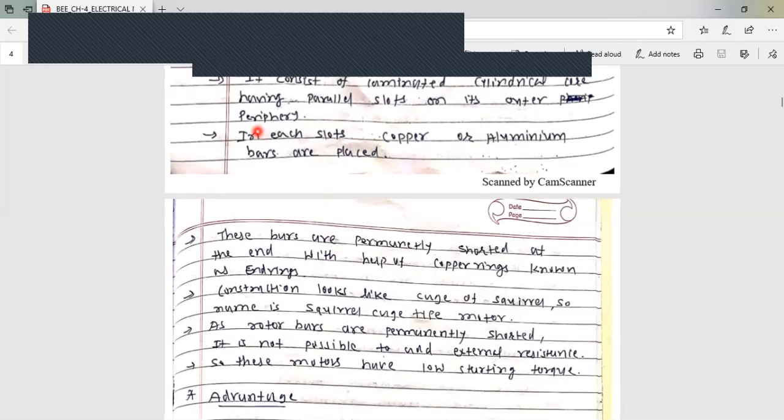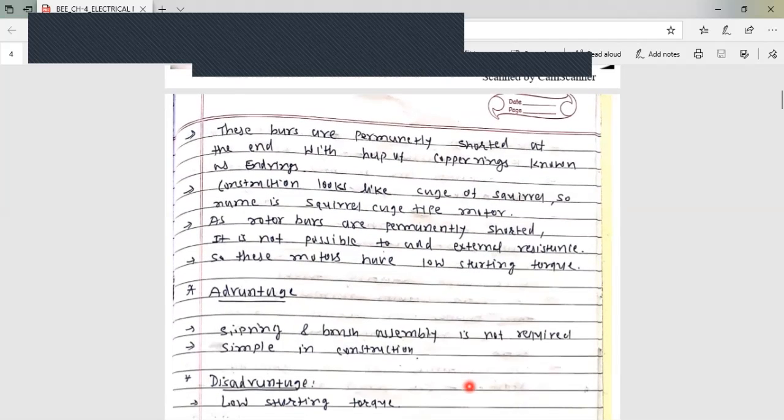So in each slot, copper or aluminum bars are placed. These bars are permanently soldered at the end with the help of copper rings, which are also known as end rings. So the construction looks like a squirrel cage, so it is also known as squirrel cage type motor. As rotor bars are permanently soldered, it is not possible to add external resistance. So these motors have low starting torque.